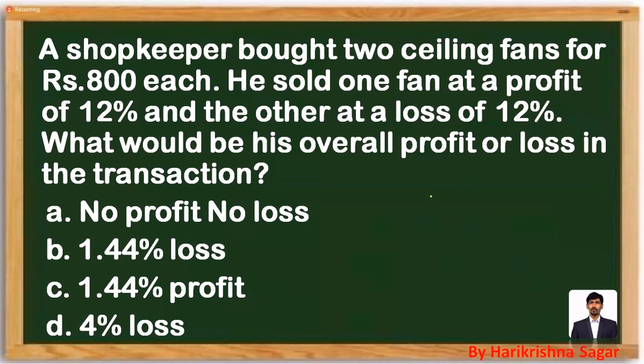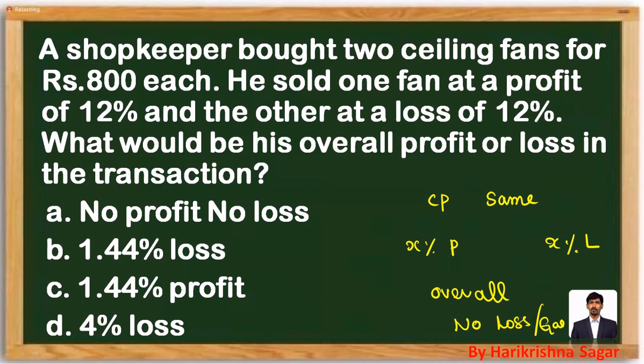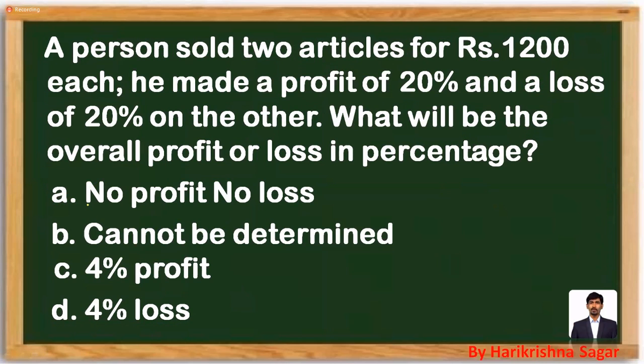Do remember, my dear students, whenever the cost price of the two articles is same, if one article is sold at X percentage profit, other article sold at X percentage loss, overall, there is no loss and no gain. Overall, there is no loss and no gain. So mark your answer choice as option A. No loss and no gain. Look at the next question available on the screen.